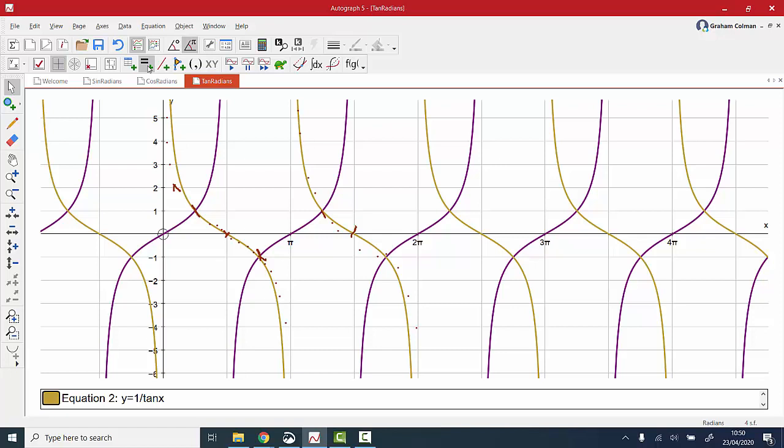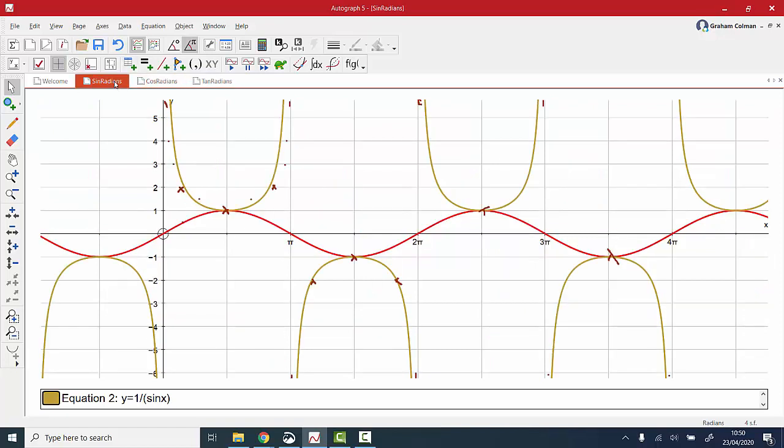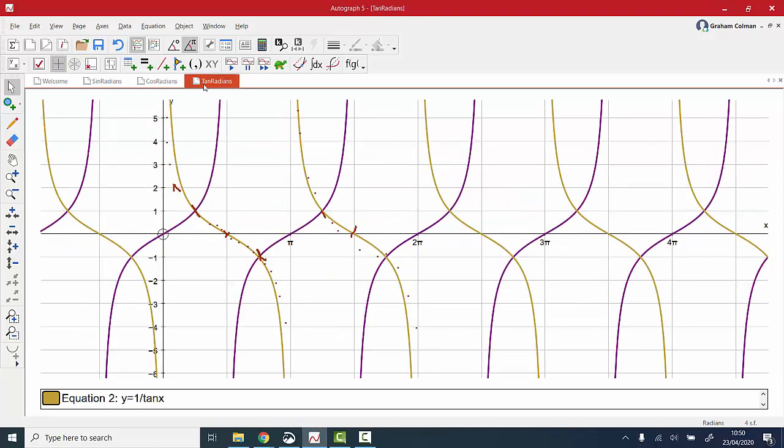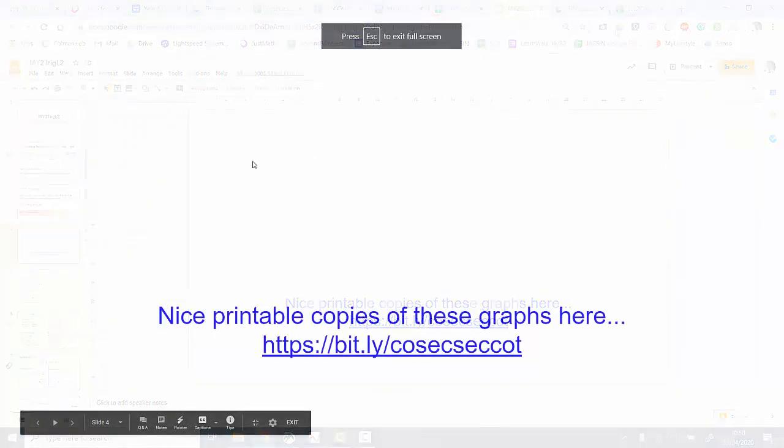So there's our graphs of y equals cosec, y equals sec, and y equals cot. Fantastic. If you want to, you can download nice printable copies of these graphs at that website there. I'll let you pause the video while you download those. I don't think you're really going to be asked about those on exam day. On a bad day, you might be able to sketch them. You've then got the option of remembering them or plotting them out like I showed you there.